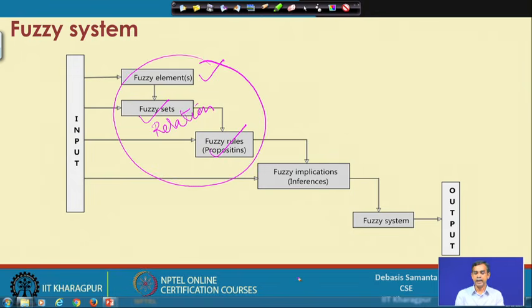Now, our next learning objective is fuzzy implication. These things will be discussed in our next lecture.